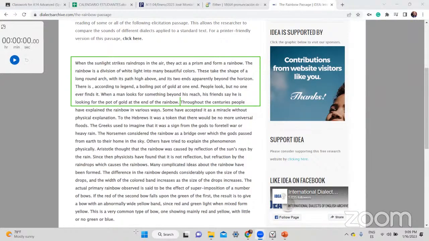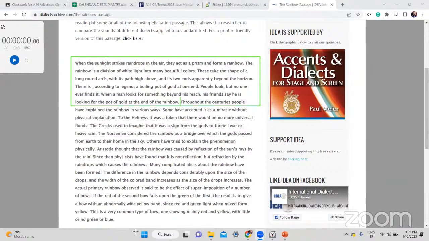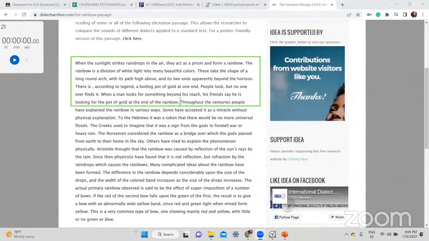When the sunlight strikes raindrops in the air, they act as a prism and form a rainbow. The rainbow is a division of white light into many beautiful colors. These take the shape of a long round arch with its path high above and its two ends apparently beyond the horizon. There is, according to legend, a boiling pot of gold at one end. People look, but no one ever finds it. When a man looks for something beyond his reach, his friends say he is looking for the pot of gold at the end of the rainbow.